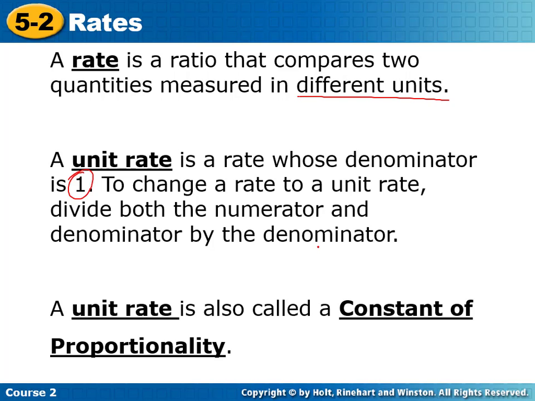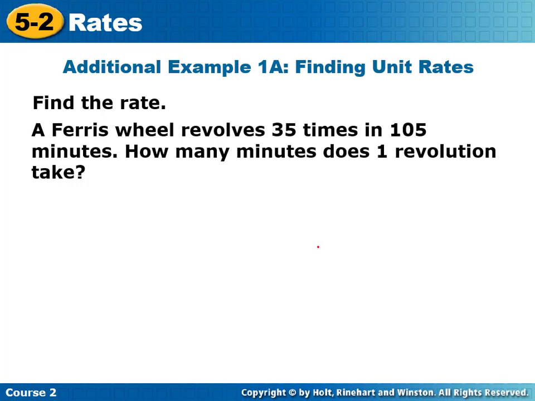Now here's that big term that we talked about, constant of proportionality. A unit rate is also called a constant of proportionality. Okay, so again, we'll talk about that more, but anytime in the context of rates and unit rates and ratios, when we talk about a constant of proportionality, I'm really just asking you to find the unit rate. Okay, there'll be more to that a little bit later on in the semester. So let's see if we can do one or two questions real quick, and then we'll move on.